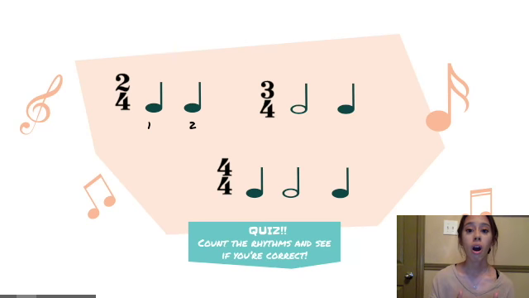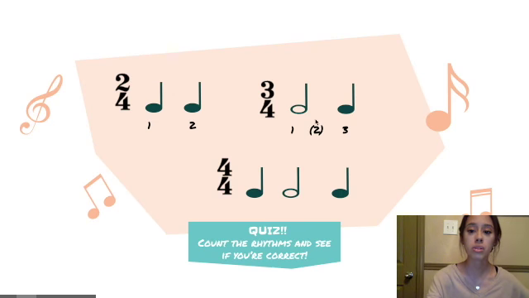Good job. All right, so this next one, we have a 3-4. So what does that tell us about this measure? How many beats do we have? Think about it. If you said 3, you are right. All right, so now how would we count this? We have a half note. How many beats does a half note get? And then we have a quarter note. How long does a quarter note get? Think about it. How would you count it? If you said 1, 3, you are totally correct.